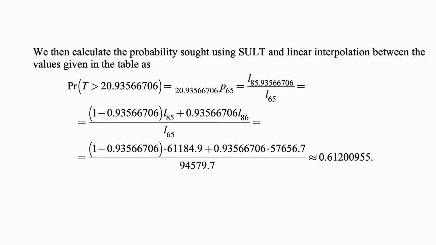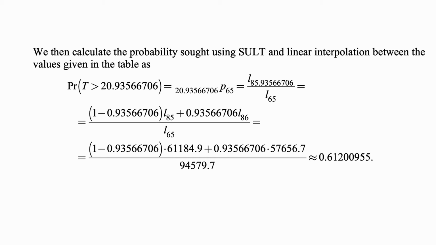So what is the probability that T is more than 20.935666706? What's the probability of 65-year-olds surviving this many years? So it's the ratio of L of 65 plus this 20-something, so 85.935666706, over L65, and we just do a linear interpolation between L85 and L86 to get that L85.935666706.